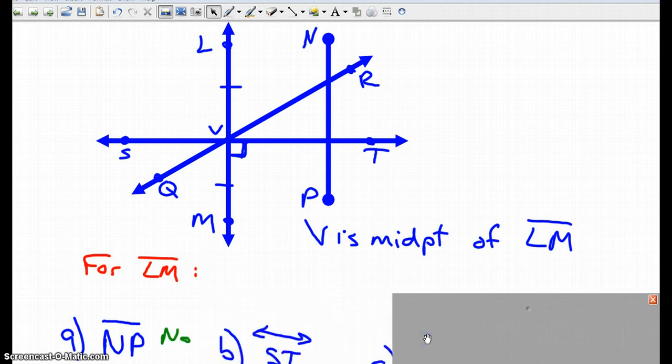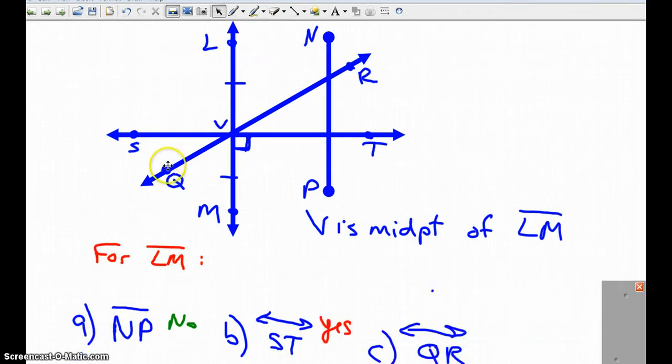How about line ST? It says it's a line, arrows on both ends. Is ST, this line, bisecting LM into 2 congruent segments? Yes or no? Yes, it is. And it is because I can see that L to V and V to M are congruent due to these dashes. So line ST is a bisector. Finally, QR. Is that bisecting segment LM? Yes or no? Yes, it is. Good job. It all came down to the symbol that shows us that LM has been bisected.